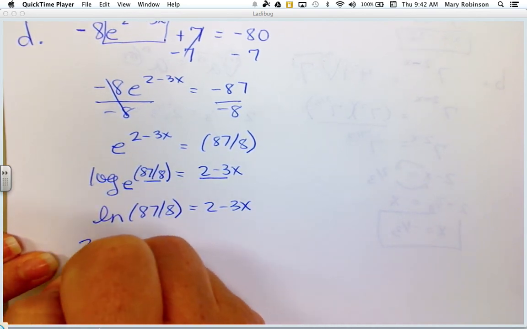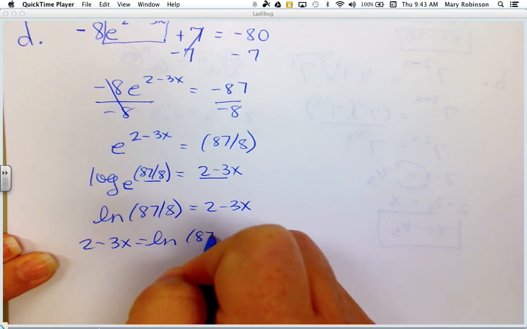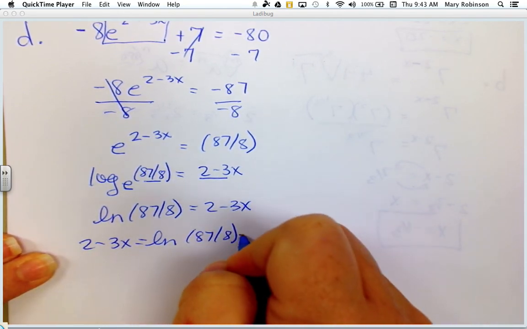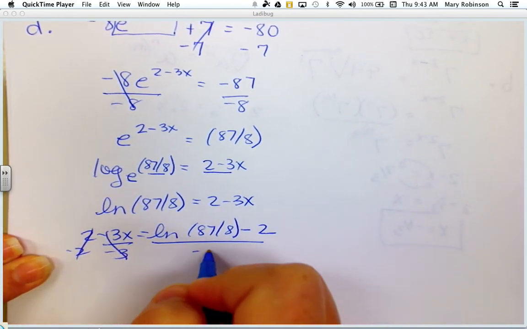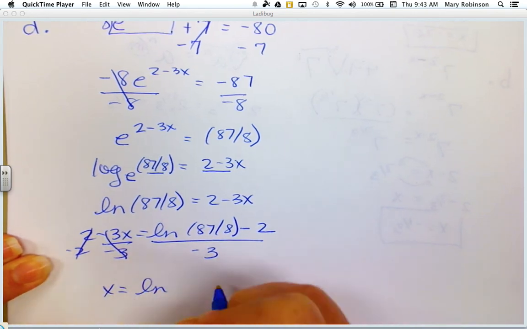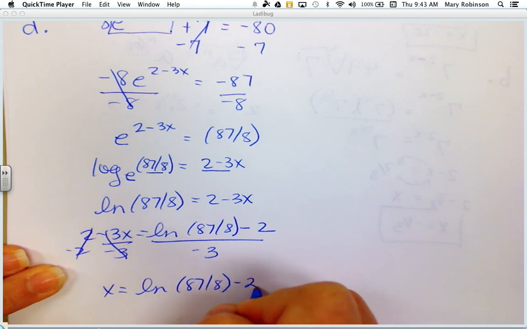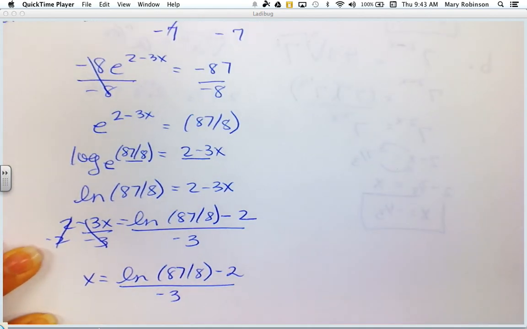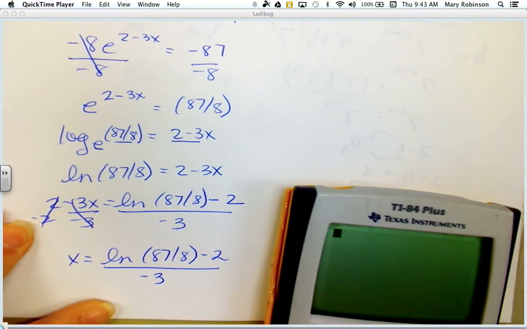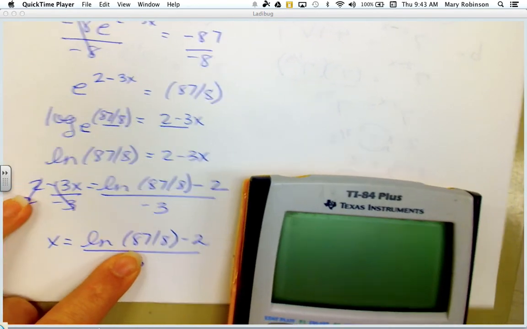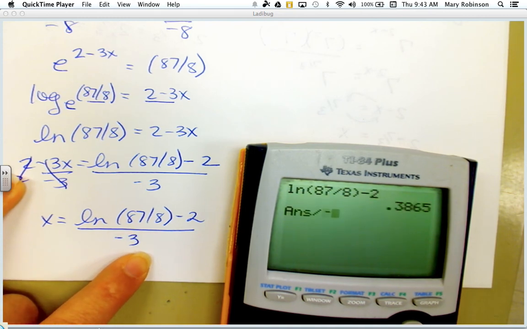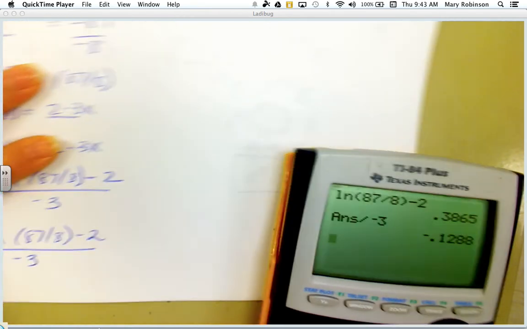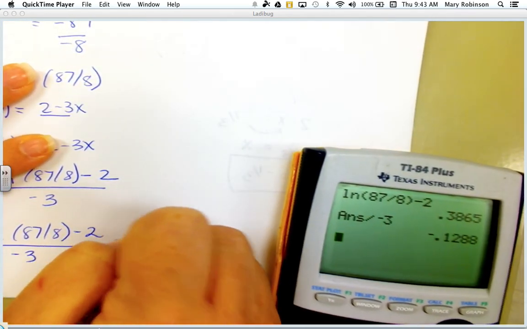So I'm going to come over here, just switch it around, but then show that we're going to subtract 2. That's what makes that 0 out there on that side. And then divide by -3. So your answer is, in exact form, the natural log of 87/8 minus 2 all over -3. That would be our exact value, so we're going to now approximate. So again, I'm going to type in the numerator and hit enter, and then type in -3 and hit enter. So the natural log of 87/8, subtract 2, enter, divide by -3, enter. So that's the approximate value that I want to write down.